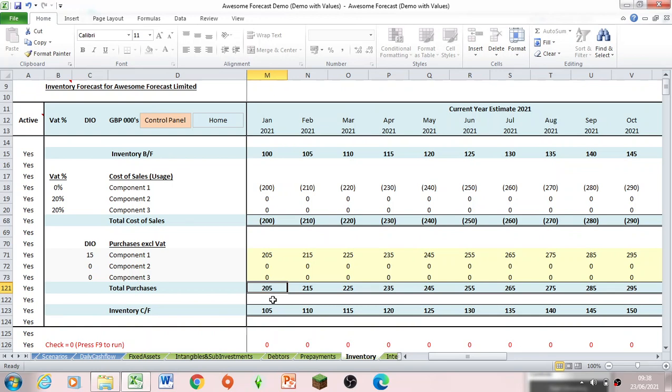And that's how inventory works, and it's a really useful way for calculating how much stock you will hold in your business going forward based on the inventory days assumption.